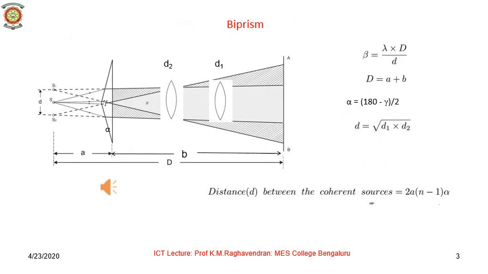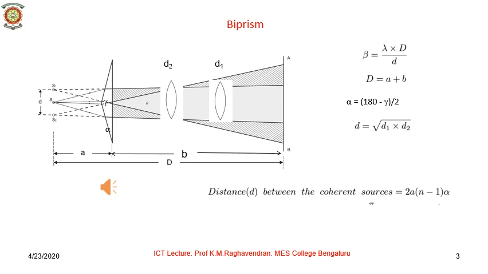In this slide, we have shown the schematic representation of the fringe formation by a biprism. The angle of the biprism, gamma, is the angle made by the two refracting surfaces of the biprism. It is of the order of 178 to 179 degrees. The angle alpha, which is the angle made by one of the refracting faces with the base of the biprism, is given by the formula alpha is equal to 180 degrees minus gamma, divided by 2.